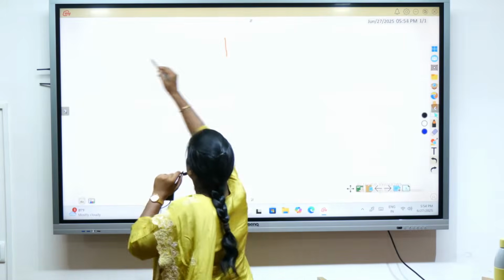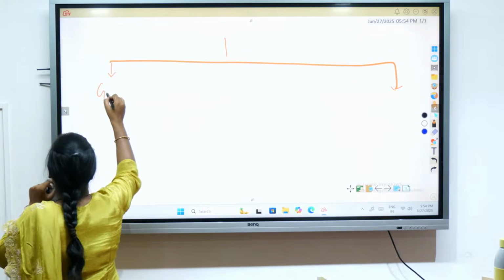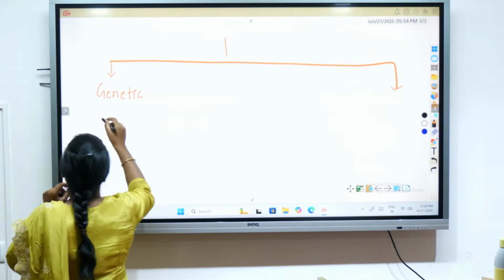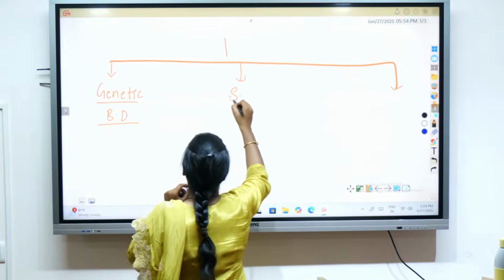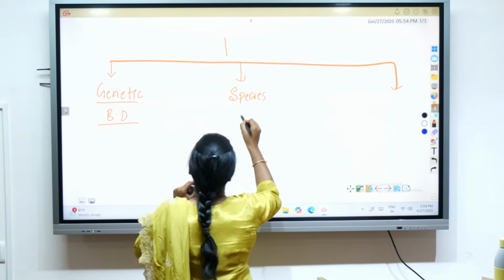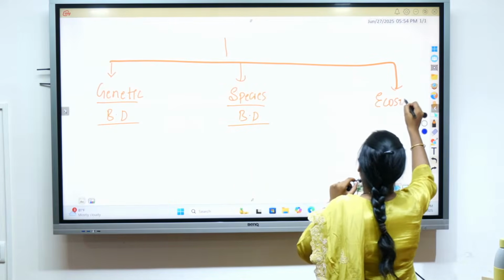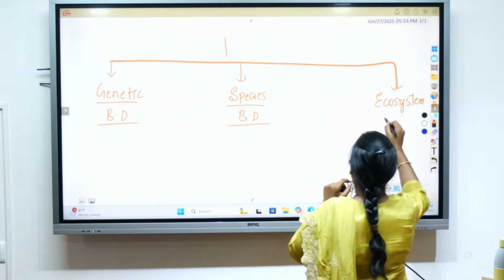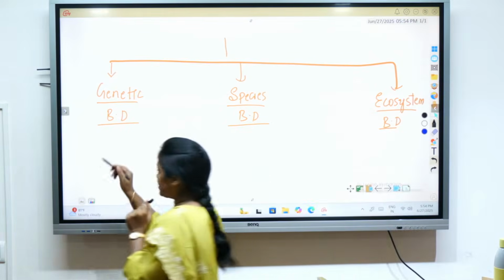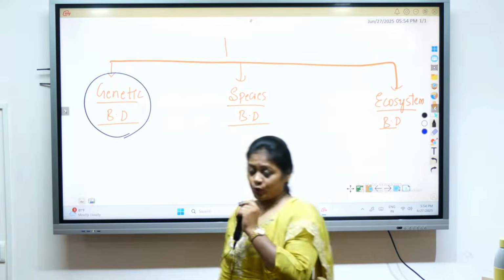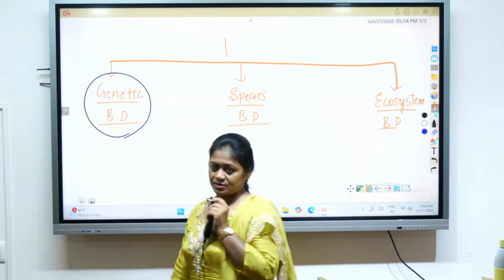And again, these biodiversity are further classified into three types. One is genetic biodiversity, species biodiversity, and third one will be ecosystem biodiversity. Yes, genetic biodiversity, which talks about genetic variation which can be observed in a species.